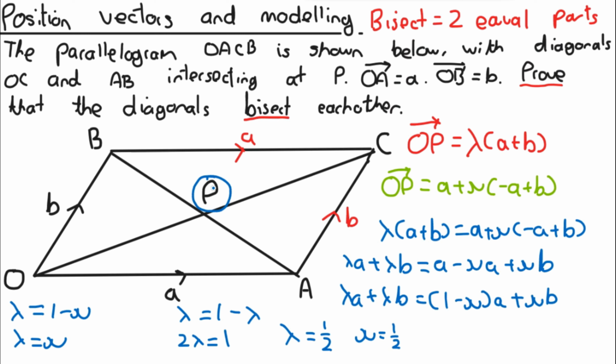And remember at the start, this now proves that they bisect each other, because we know that P on both the lines lies exactly halfway on both lines. So therefore these are the same length and these are the same length. So therefore, remember, do a statement at the end for a proof. The diagonals bisect each other.